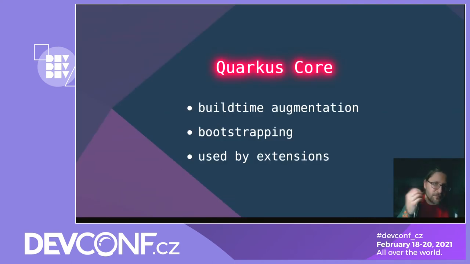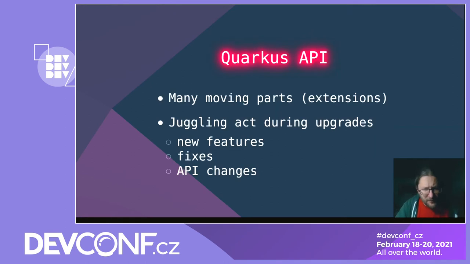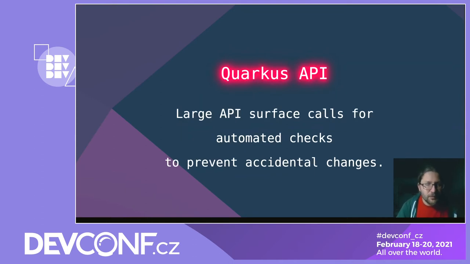Quarkus Core, as I said, provides the build time augmentation and bootstrapping, and is used by extensions to do this magic. So there are many moving parts in the API of Quarkus, mainly because of the extensions and the third-party libraries that they bring into the picture. Releasing a new version of Quarkus is usually quite a complex juggling act between providing new features and fixes and not breaking the API. It would be nice if there was a set of automated checks that would prevent accidental changes and human error in this complicated process.